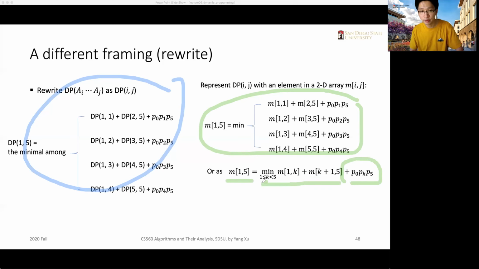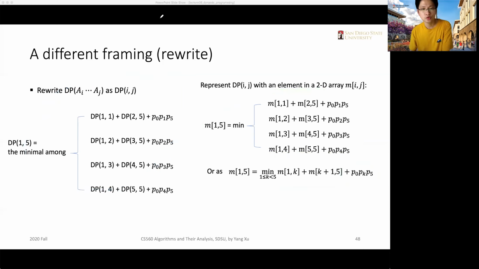And the k actually ranges from 1 to 4, because k needs to be greater than or equal to 1 and smaller than 5. Okay, because k is the possible position to place the last parenthesization. So this is the very compact form. And to put it into a more general case, right?